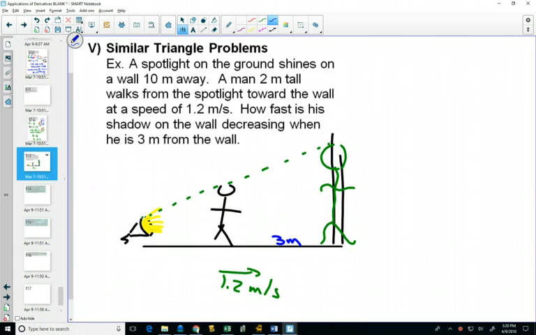The guy starts on the spotlight. The guy is somewhere between the spotlight and the wall. He's walking towards the wall at 1.2 meters per second. So as he gets closer and closer to the wall, his shadow is decreasing. If he would walk the entire distance, he'd walk 10 meters. And we need to find out how fast the shadow on the wall is decreasing.